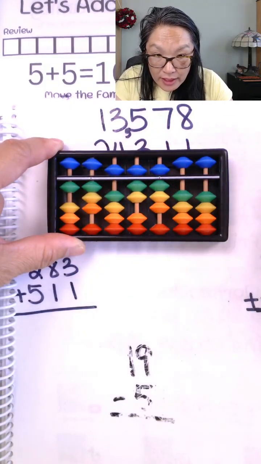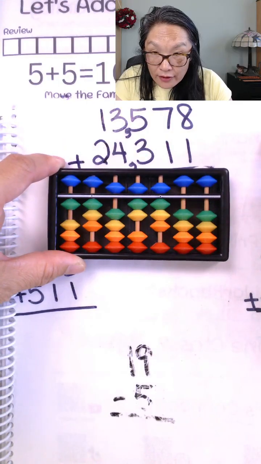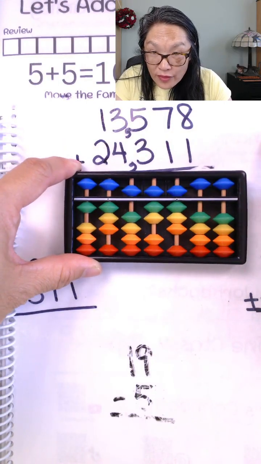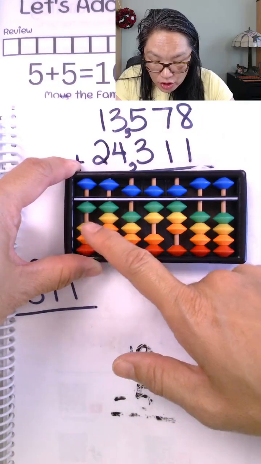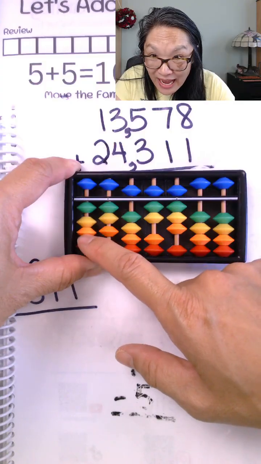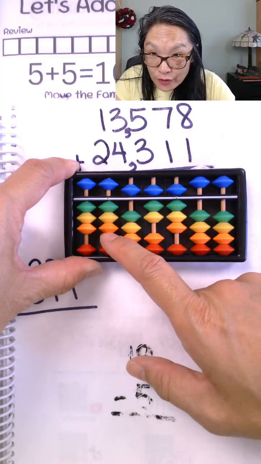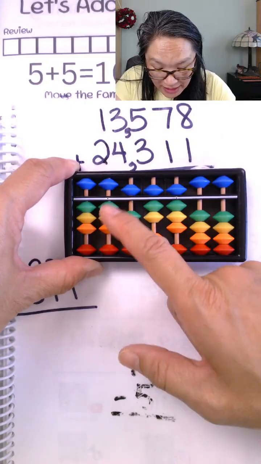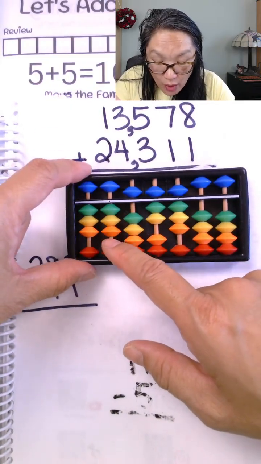If I have 578, right? And then I have 24,311. 20, add the 2. Can I add the 2? Yes, I'm going to add the 2, right? I want to add the 4. Guess what? I don't have any beads to add the 4, but you know what? We know how to do this.